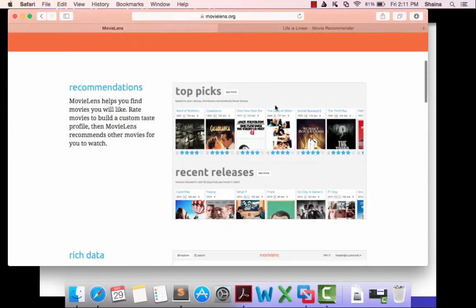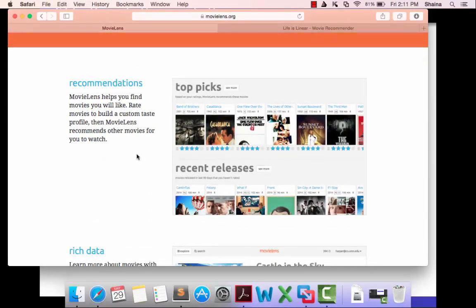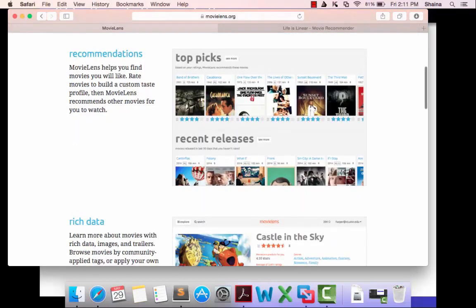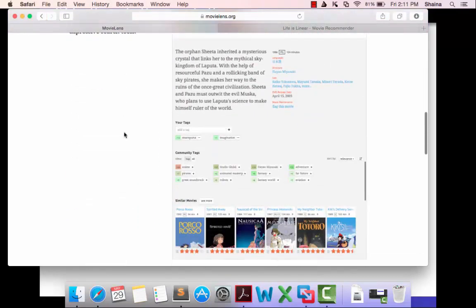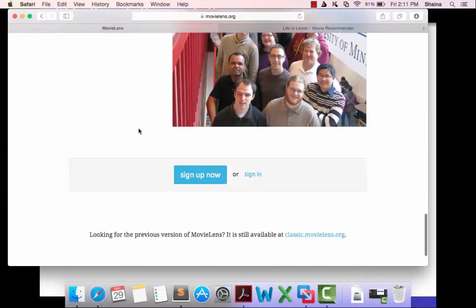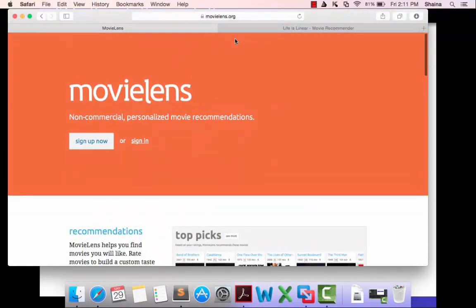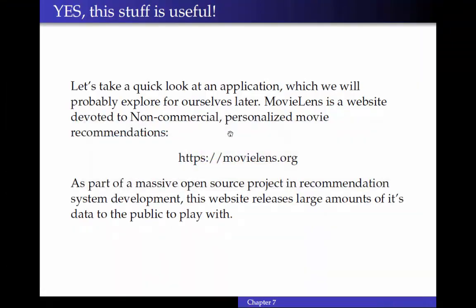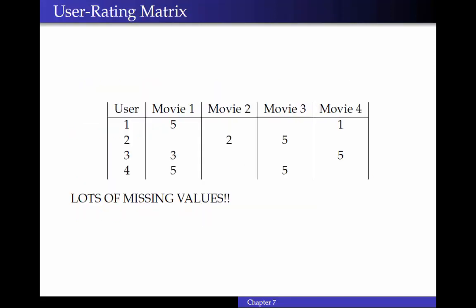is a website that provides non-commercial, personalized movie recommendations. You create an account and start rating movies that you liked or didn't like, and they collect all your data and use it to recommend new movies to you. This was part of a massive open source project to create recommendation systems, and the website releases large amounts of its data to the public so that they can play with it.